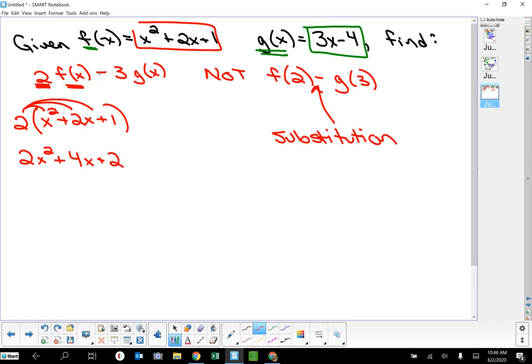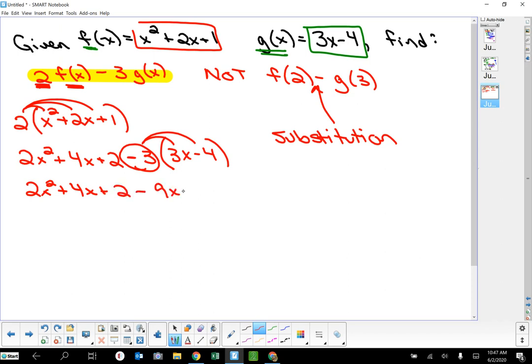And then I'm going to subtract. So back up in my original problem, 2f of x minus 3g of x. That's what I'm going back and looking at. Now I'm going to subtract 3 from g of x, which is 3x minus 4, and take this -3 and distribute. So I have 2x squared plus 4x plus 2 minus 9x plus 12, and then simply combine like terms.